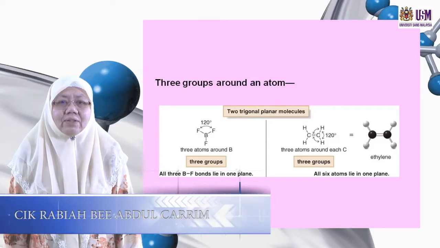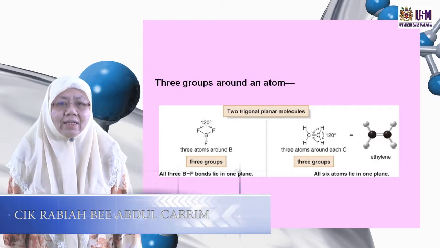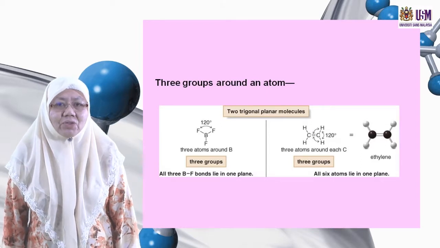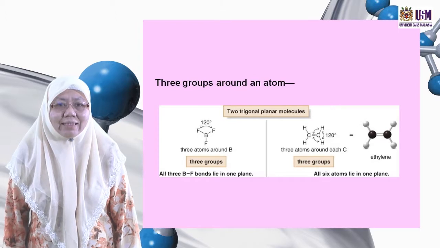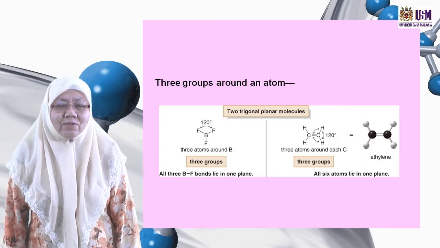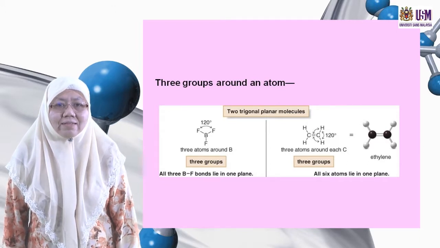The following geometry we are going to look at is the trigonal planar. As we can see in the example given, BF3, or boron trifluoride, has the boron atom in the middle and three fluorine atoms attached to it. The angle between the fluorine, boron and fluorine is 120 degrees. In this case, there are three groups attached to the boron atom. All three BF bonds lie in one plane, and we call this the trigonal planar.